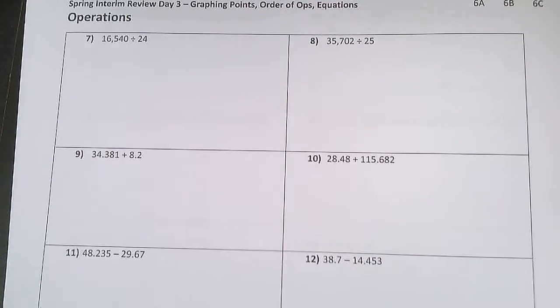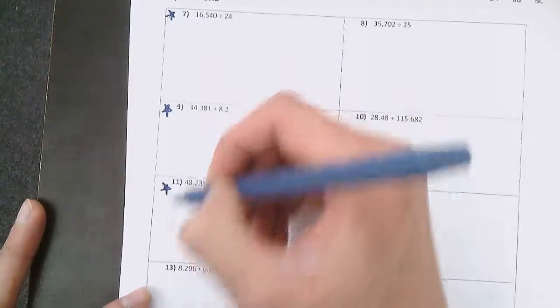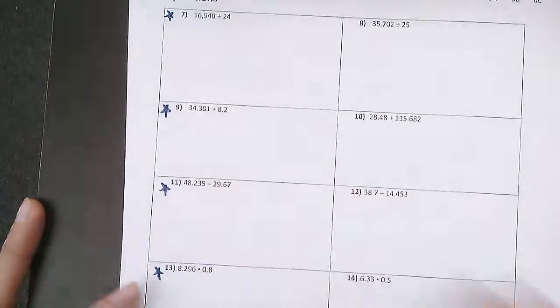We are on page 2 today and we're going to be going over all these problems on the left side. So number 7, number 9, number 11, number 13, and number 15. Starting with number 7, we have some long division.